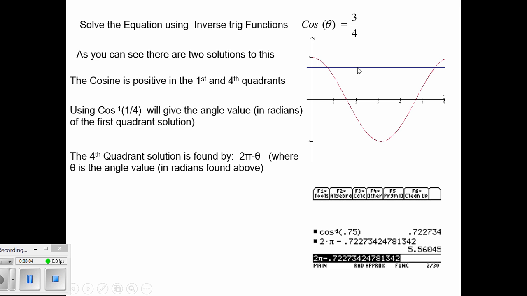When will the cosine equal 3/4 again? Well, it will be that angle value taken from 2 pi. So 2 pi minus that would be the next value where that hits, okay? So using the cosine inverse will give us the decimal equivalent in radians, but then realizing that the cosine is positive in both the first and the fourth quadrant, if whatever this value is, the fourth quadrant reference would be 2 pi minus that, okay?